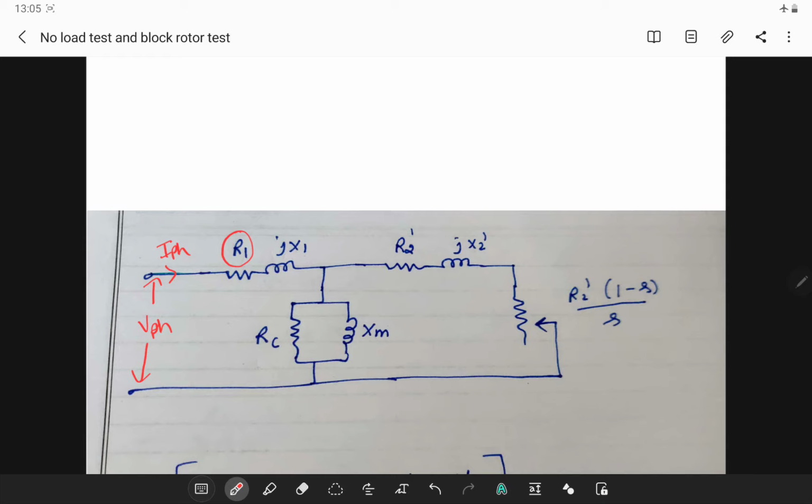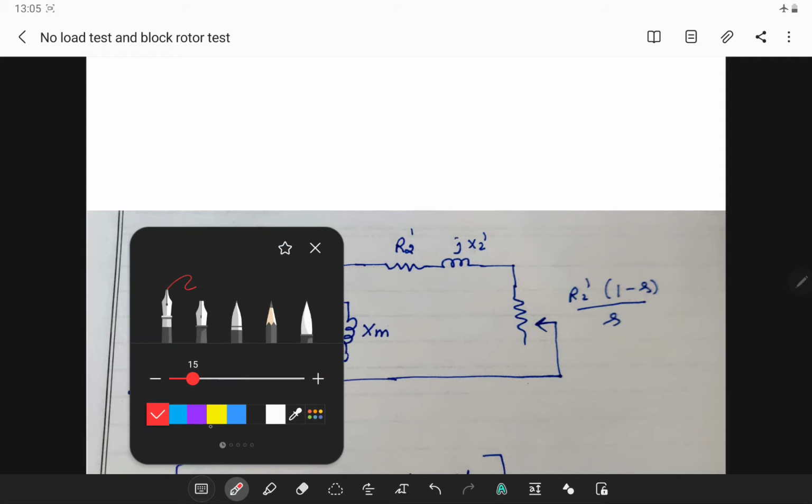So for that I will do the no load test and the blocked rotor test. So the first case will be the no load test. So in the no load test, what we do is, at the shaft of the machine there is no load. No load means the machine will try to rotate very fast.